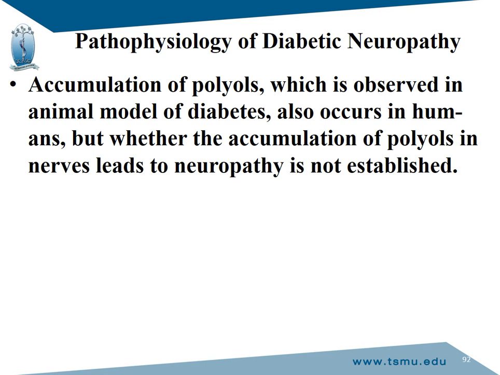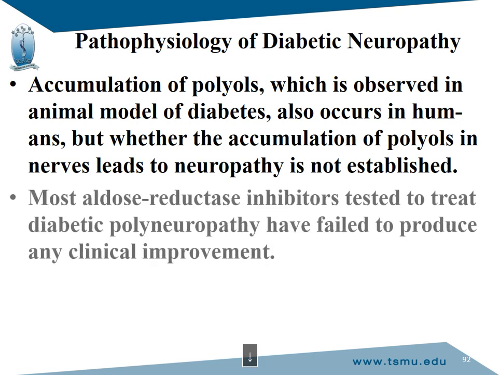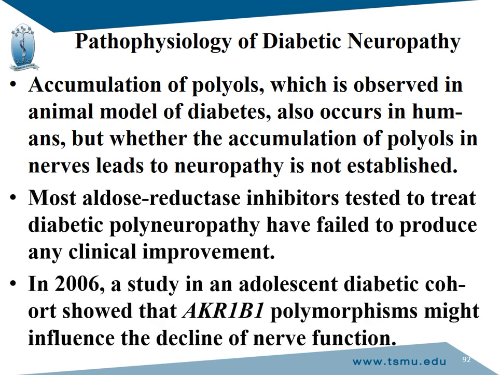Accumulation of polyols, which is observed in animal models of diabetes, also occurs in humans, but whether the accumulation of polyols in nerve leads to neuropathy is not established. Most of the aldose reductase inhibitors tested to treat diabetic polyneuropathy have failed to produce any clinical improvement. In 2006, a study in an adult diabetic cohort showed that the AKR1B1 polymorphism might influence the decline of nerve function.